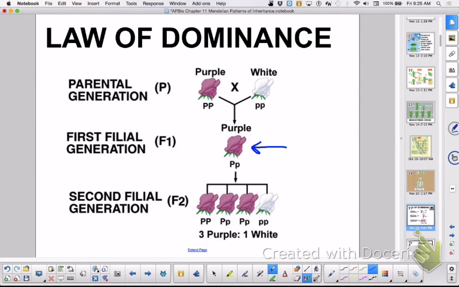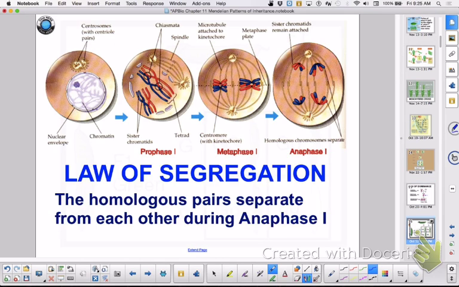Okay, so right here, youngest bio buddy, use this. Explain about the law of segregation. Go ahead. Yeah, the homologous pairs separate during anaphase or... I don't know what else to say, really.